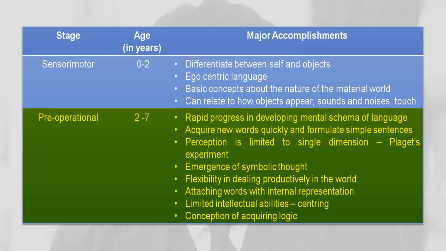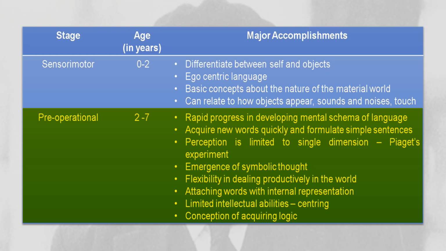Piaget experiments this by hiding an object under a pillow to see if the baby can find it. The next stage of development is the pre-operational stage, when the child is between the age of 2 to 7 years. At this stage, the child makes swift progress in developing the mental schema of language. By now, they quickly acquire new words and attempt to construct simple sentences accompanied by overgeneralizations.